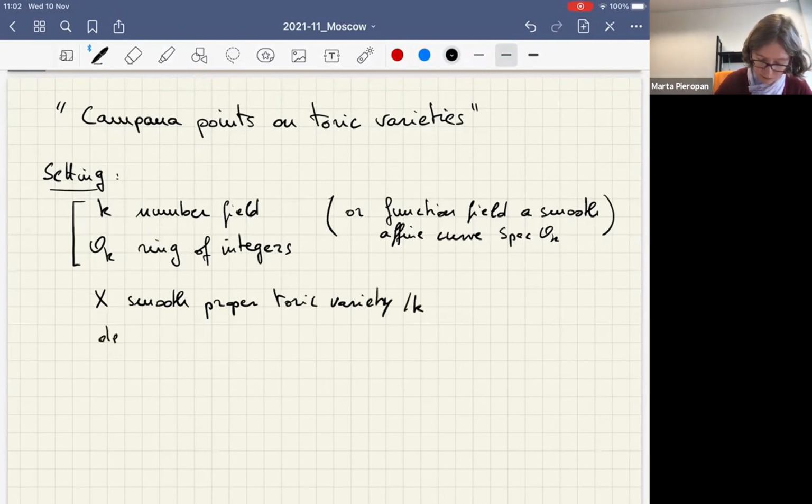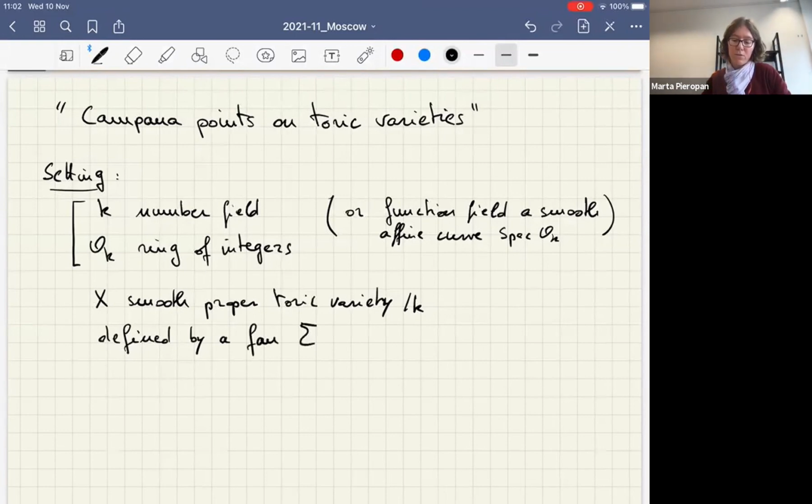And now we know that toric varieties are defined by some combinatorial data. So it's defined by a fan, sigma. And recall that a fan is a collection of rational polyhedral cones. Such a collection is closed under taking faces of cones and under taking intersections of cones. And then each of these cones corresponds to an affine open subset of my toric variety. And the way these affine opens are glued together is prescribed by the fan. So this is the combinatorial data we have.